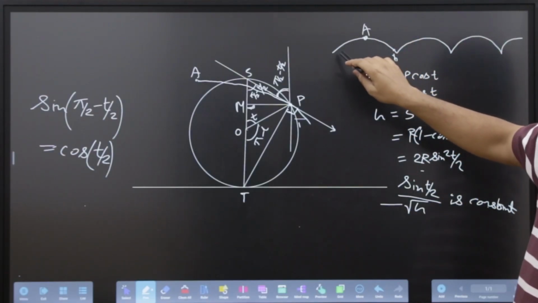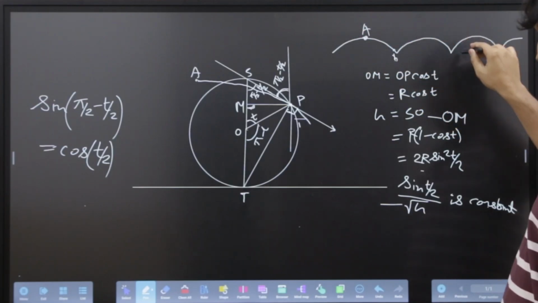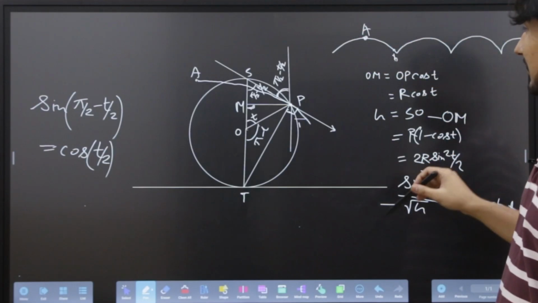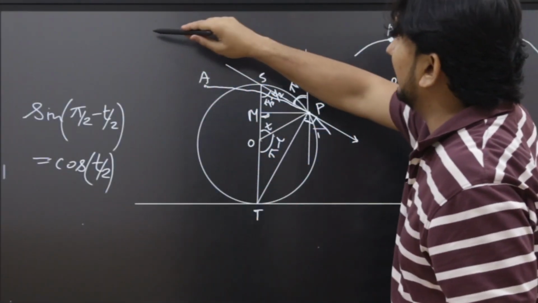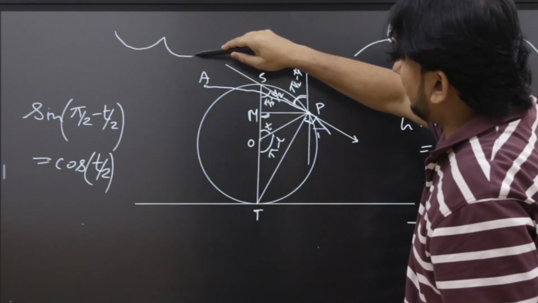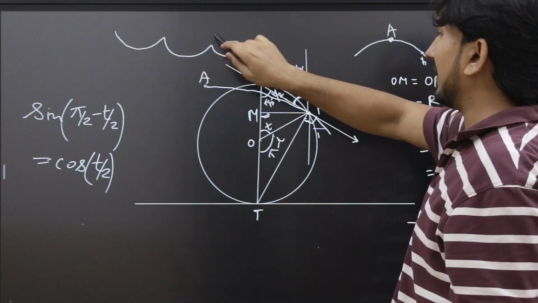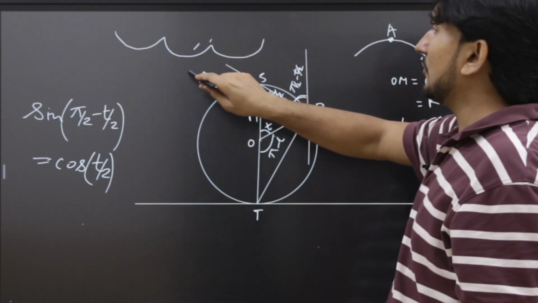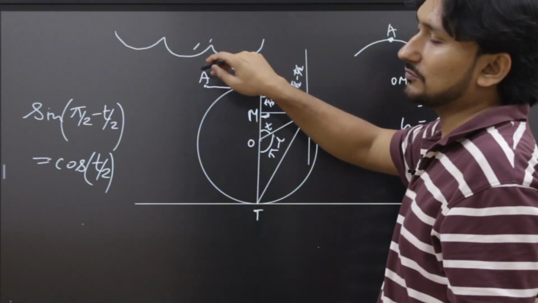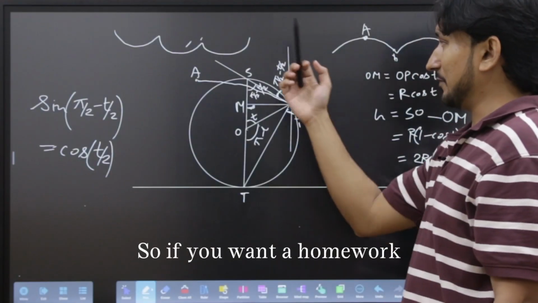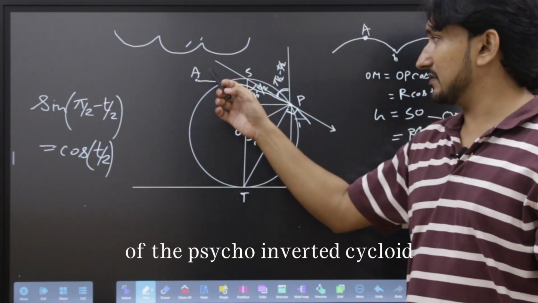The Brachistochrone curve goes like this, the cycloid goes like this, and the Tautochrone curve is just the inverted cycloid. It goes like this. And if you slide a ball from here, it will oscillate under gravity, and no matter what the magnitude of oscillation is, it always takes the same amount of time to go back and forth. So if you want a homework, you can try proving the Tautochrone property of the inverted cycloid.